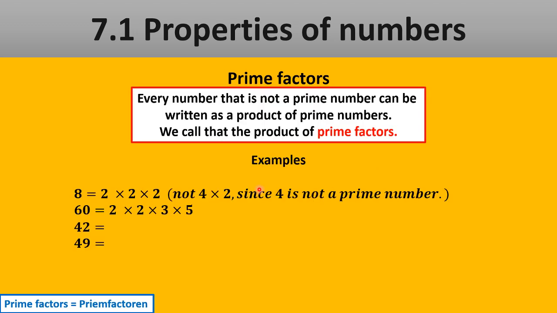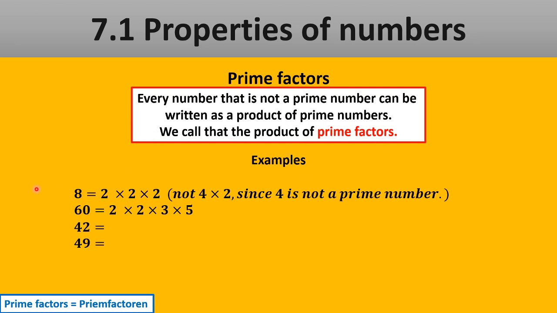Well, every number that is not a prime number can also be written as a product of prime numbers. We call that the product of prime factors, priemfactoren.